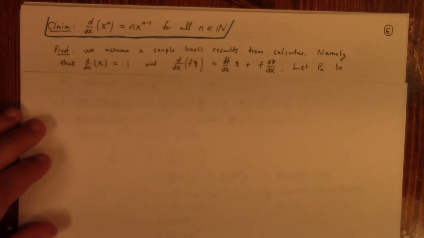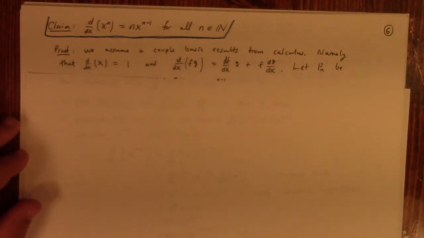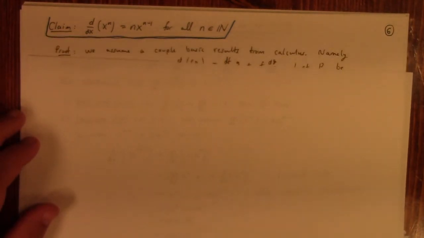So to prove this, we're going to assume a couple basic results from calculus. In particular, I'm going to assume that we know that the derivative of x with respect to x is 1, and also that we know the product rule. Those two facts suffice to prove the power rule by induction, at least for integer powers. To prove this rule for non-integer powers, you probably need something like implicit differentiation or log differentiation, something like that.